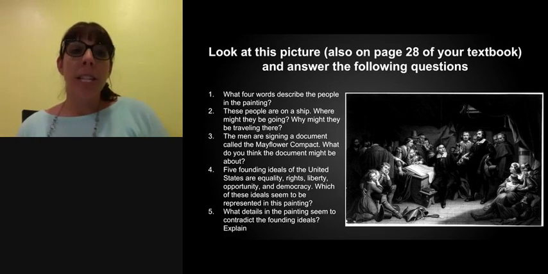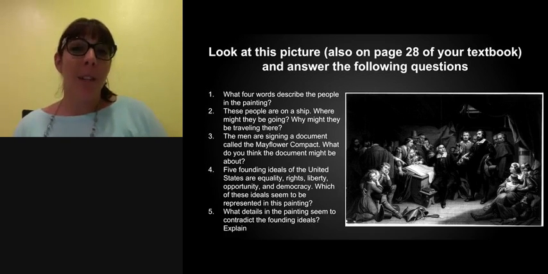I want you to look at this picture and tell me what 4 words describe the people that you see in this painting. These people are on a ship, and I want you to tell me where you think they're going and why they may be traveling there. Think about what I just said we're talking about: the first settlers in America. So where do you think they're going?